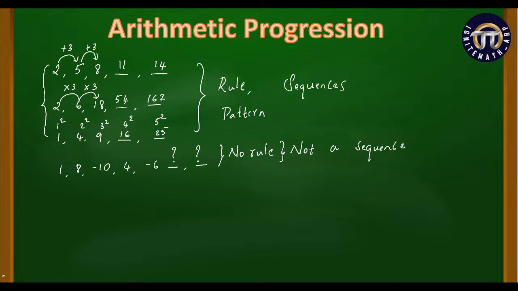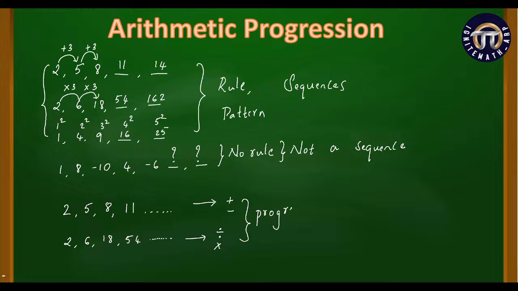Clear, children? Now consider the first one, 2, 5, 8, 11. In a sequence, when one number is written by adding a certain constant number to the previous number, or by subtracting a constant number from the previous number, or when one number is written by multiplying the existing number with a constant number, or by dividing the existing number by a constant number, in such cases they are called progressions.